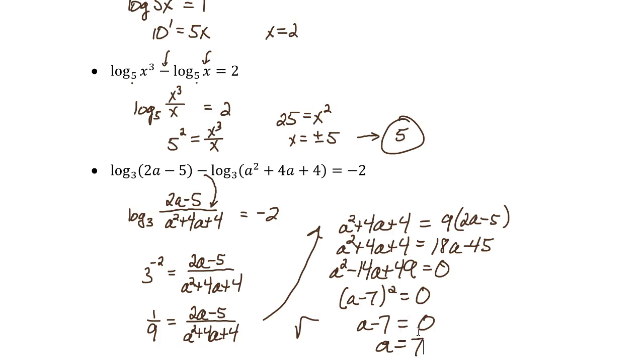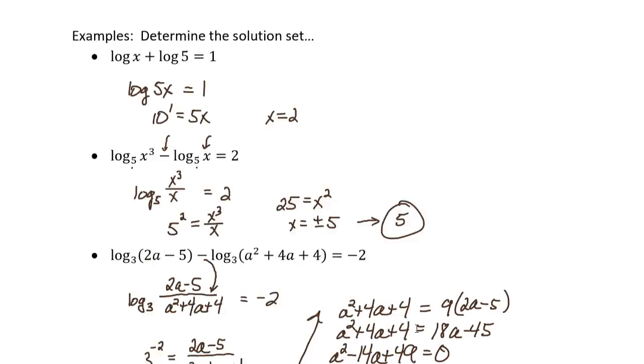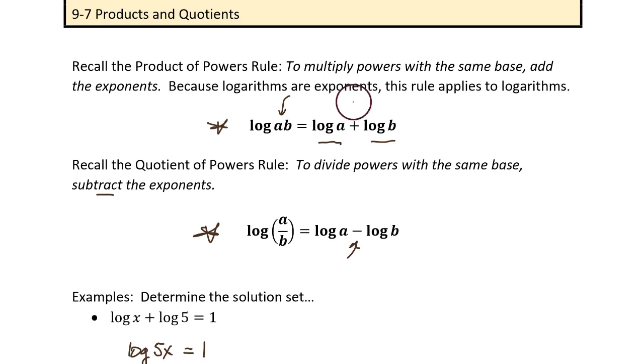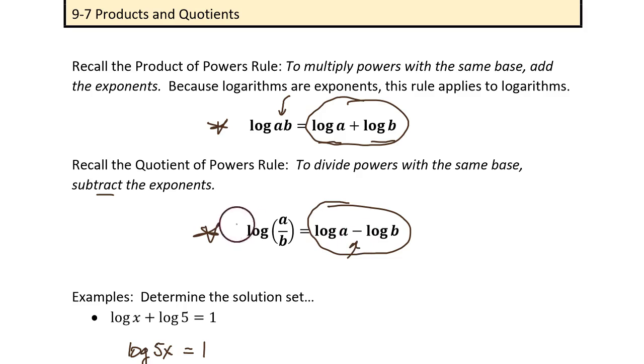Let's summarize this lesson. When we have equations that have multiple logarithm expressions in them, we need to have a way to condense the equation into a simpler form. To do that, we apply the exponent rules. When two logarithms are added together, we can rewrite using a single logarithm and the product of the two expressions. When two logarithms are subtracted, we can rewrite using a single logarithm and using division between the two expressions.